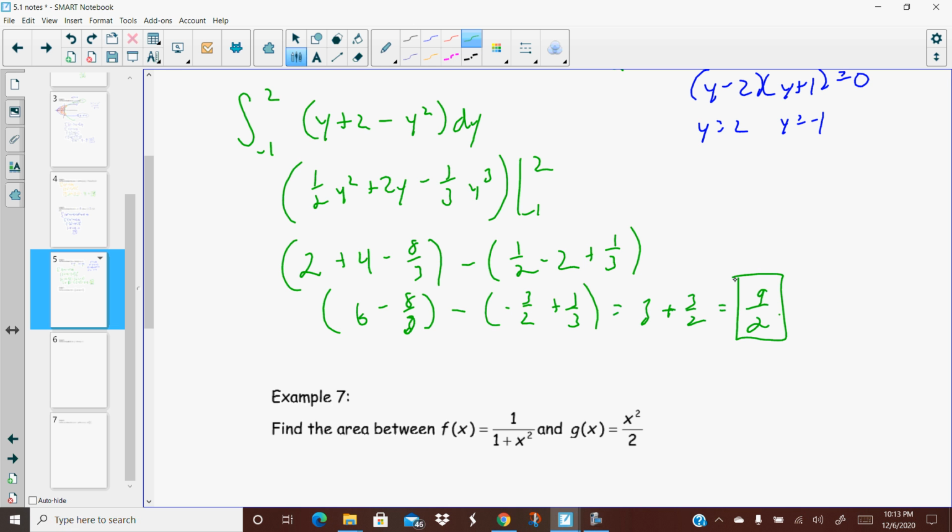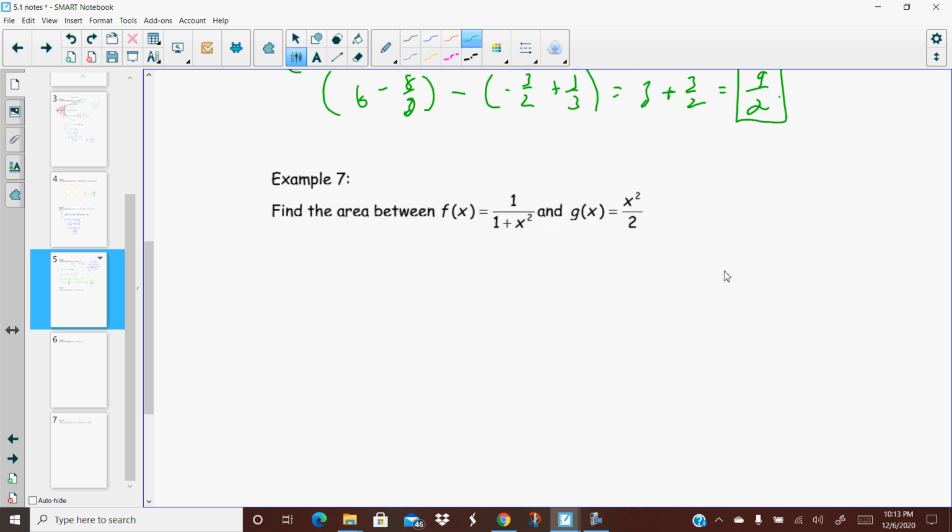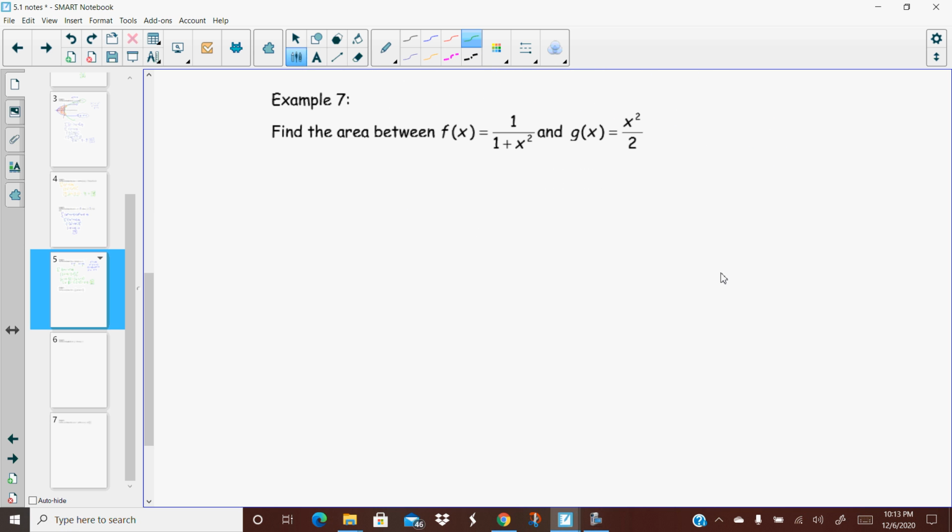Okay, let's keep going. This one right here is not as easy to see. Find the area between f of x equals 1 over 1 plus x squared and g of x equals x squared over 2. All right, well, it says the area between those two curves, so we do need to figure out where they are bounded. So I do need to set these two things equal to each other.